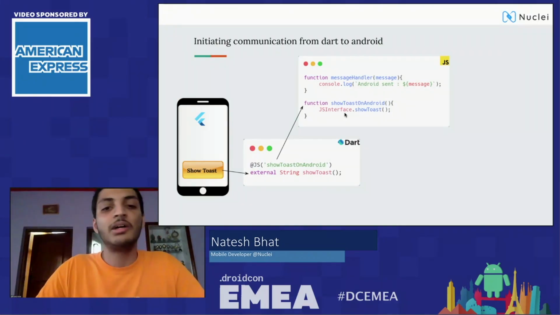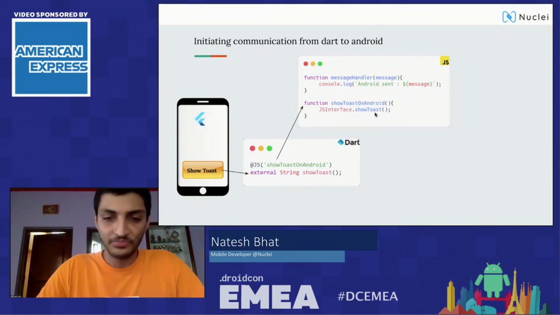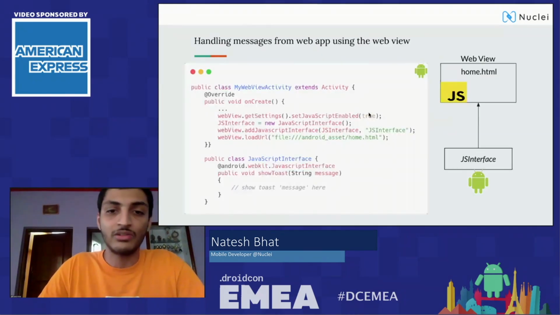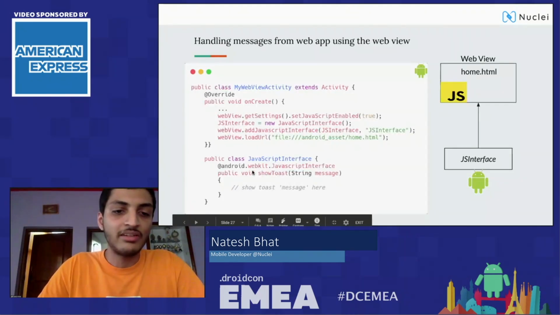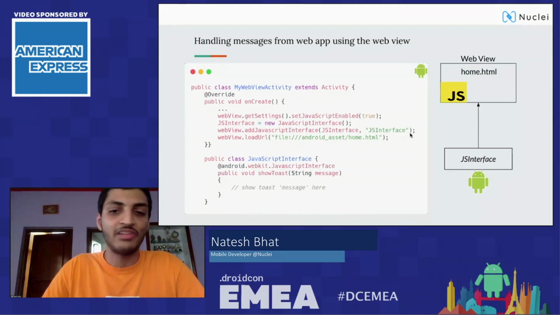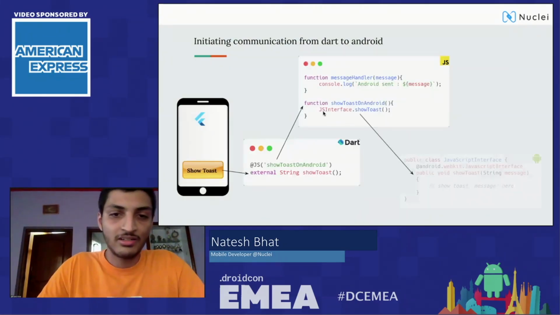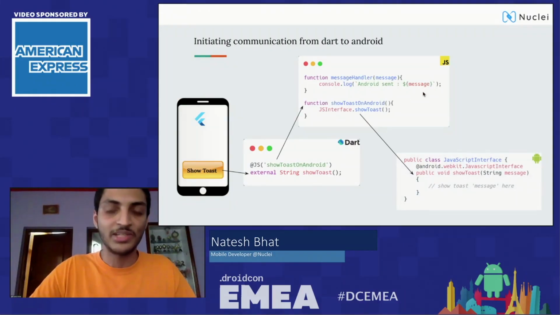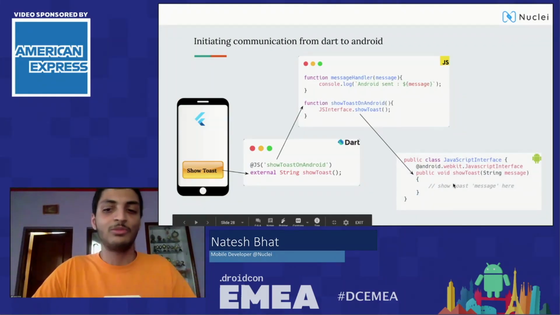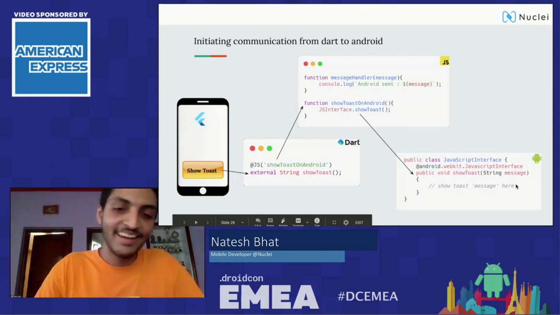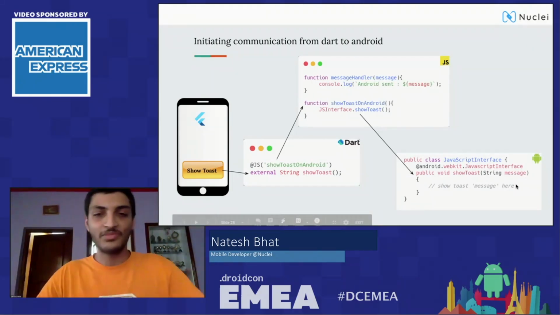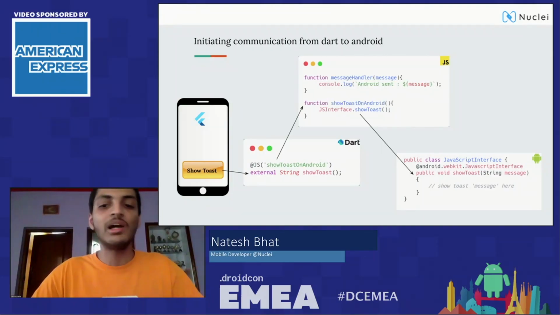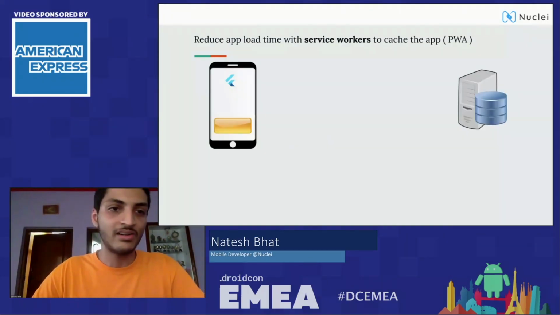We will have a method that calls native Android, saying JS interface dot show toast, because as we saw before, we can access all the exposed methods through the JS interface. We'll have access to that JS interface object from within the web app, and we can call all those exposed methods. As you can see, this is the whole flow of communication when we are building a web app and want to embed it inside Android.